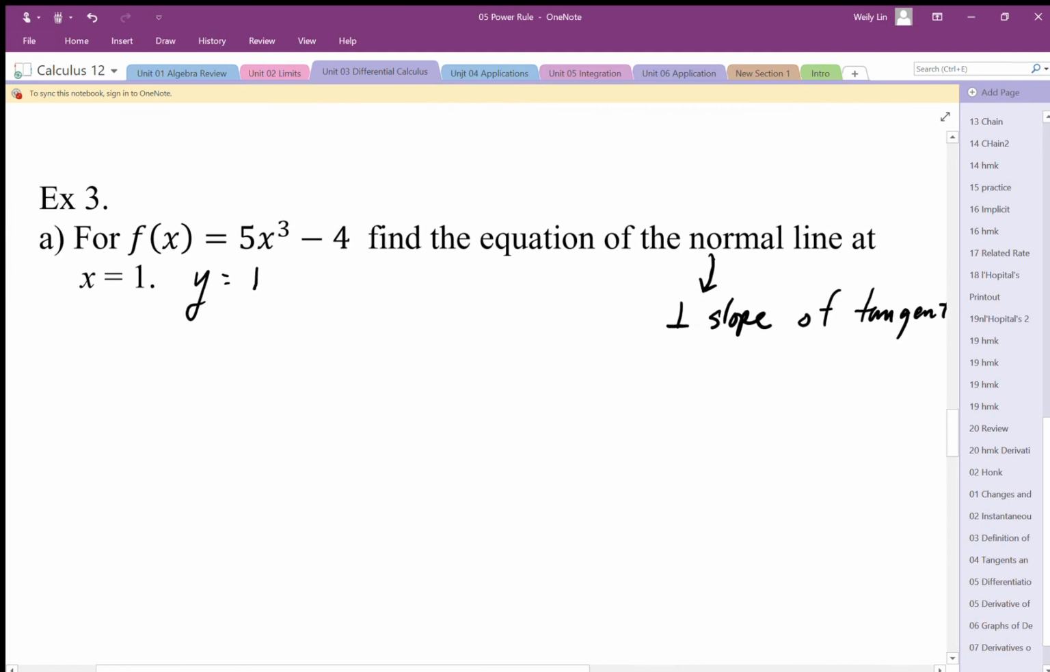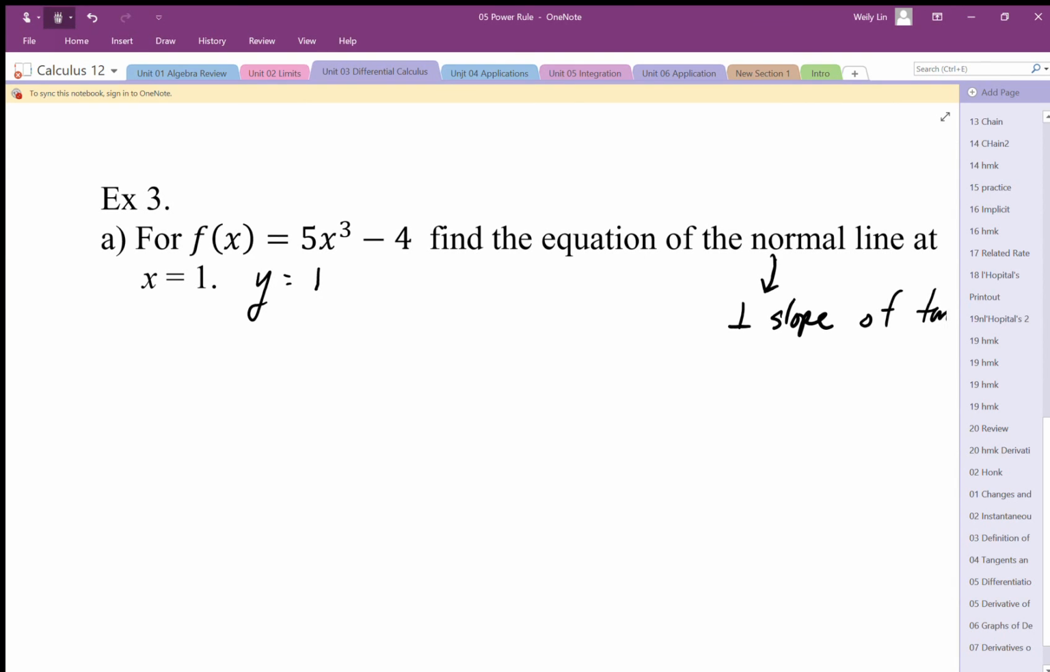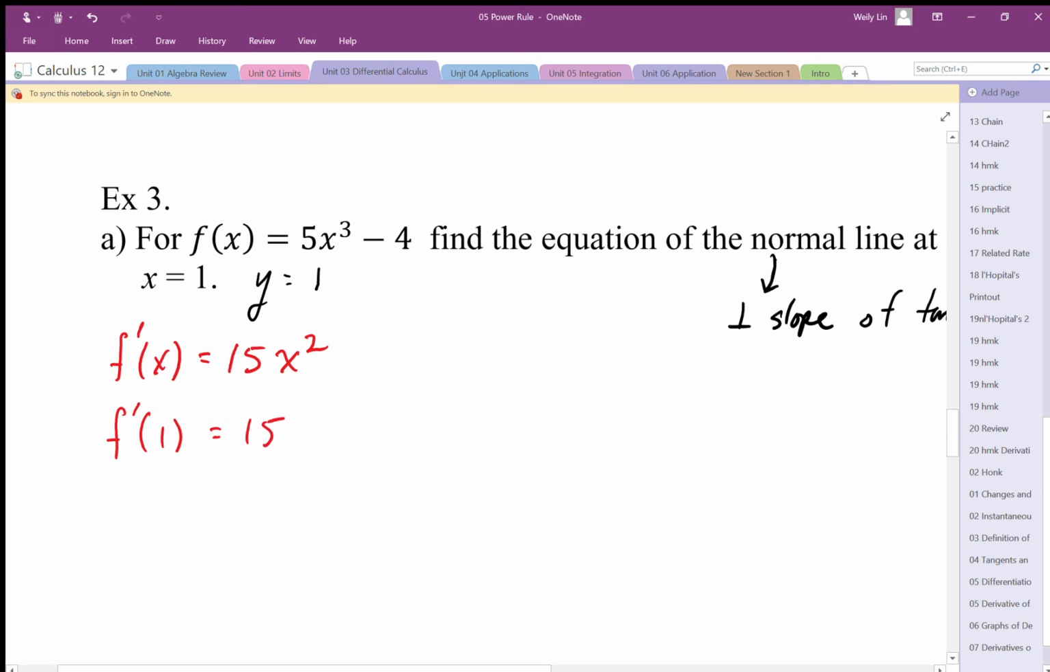So I'm going to find the slope of my tangent line. Well, I need to find my derivative. So I'm going to use the power rule to find my derivative. And again, we don't use the Newton quotient unless we're asked to. So now I'm going to apply the power rule. So it's 5 times 3. Reduce the power by 1. The derivative of 4 is going to be 0. So I want to find the slope value at x equals 1. And I'm going to get a slope value of 15.